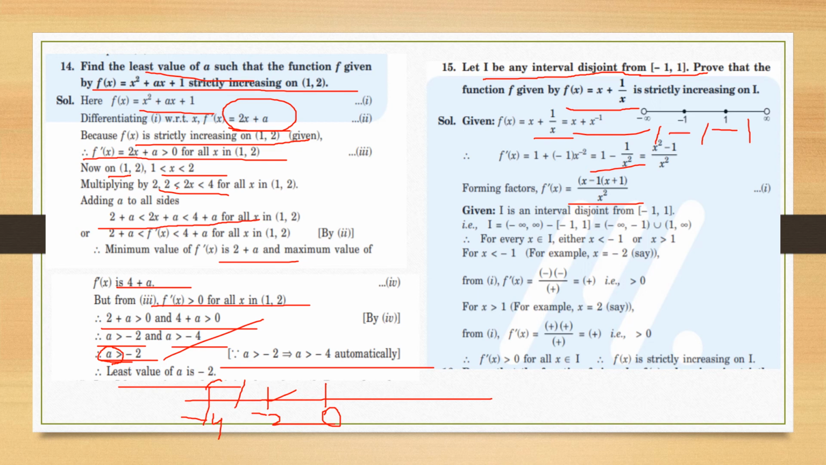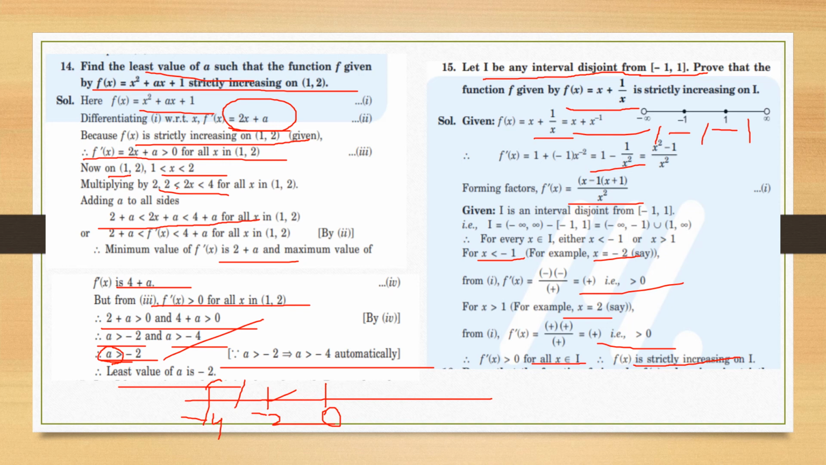Let us check my derivative for x less than -1, say x = -2. If I put -2 here, the numerator is negative, and the denominator is positive, so the overall result is negative times negative, which is positive, right? And for x greater than 1, say I take 2, it is positive, positive, and positive. So the overall result is positive, right? So f'(x) is greater than 0 for all x belonging to I. That means my function is strictly increasing on this interval I.